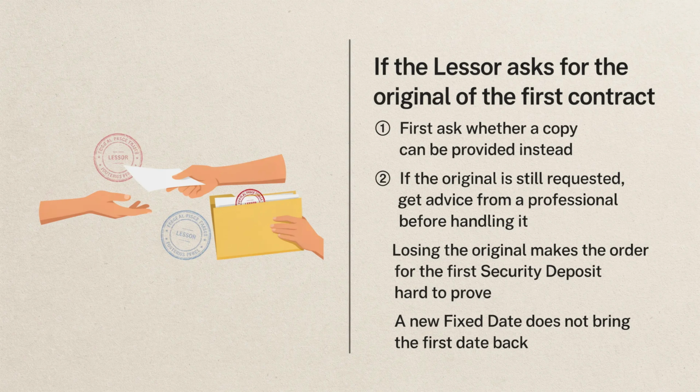Sometimes the lessor asks for the original of the first contract. In that case, first ask whether a copy can be provided instead. If the original is still requested, getting advice from a professional before handling it is safer. Once the original is handed over, it may not come back. Without the first contract, the order for the first deposit becomes hard to prove. And getting a new fixed date on a rewritten contract does not bring the first date back.